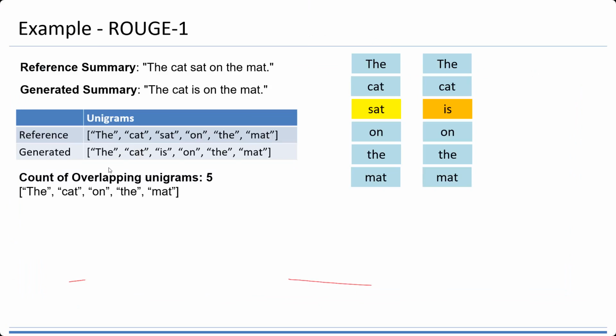So I don't explain all the variants, but let's look at the example of ROUGE-1. ROUGE-1 means unigram. We want to check based on one word. So the reference summary, let's say, is "the cat sat on the mat." So this is the reference. After we have a long text, we have the reference like this, and the text summarization algorithm produces this one: "The cat is on the mat."